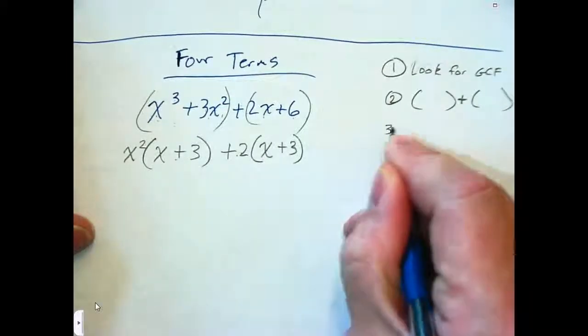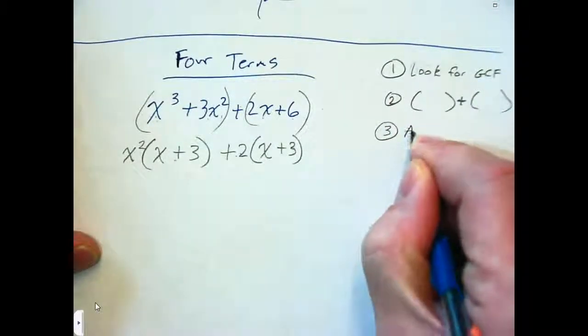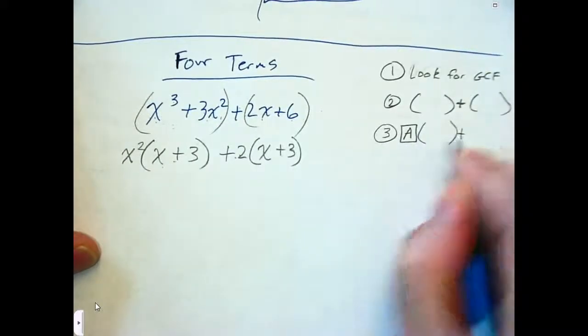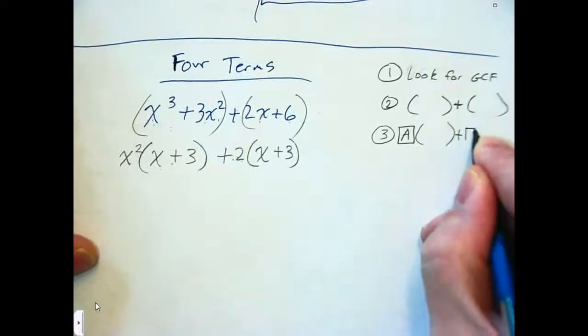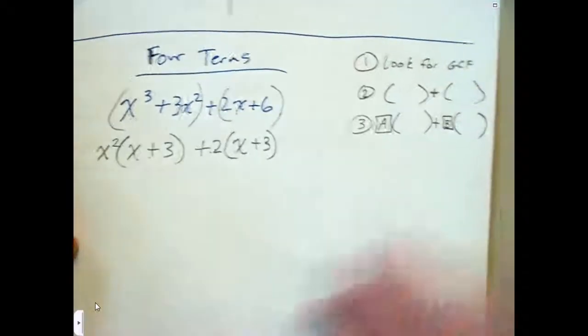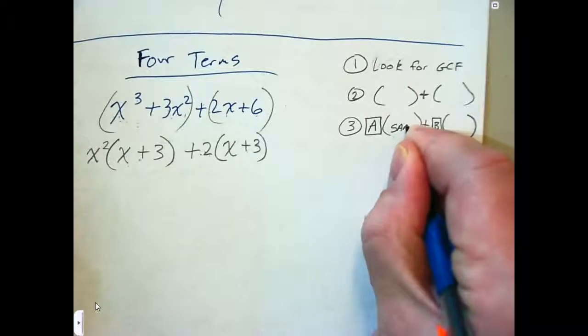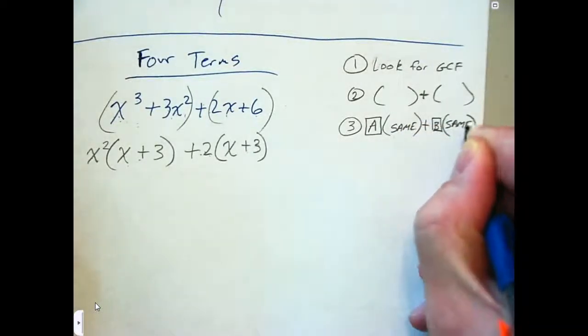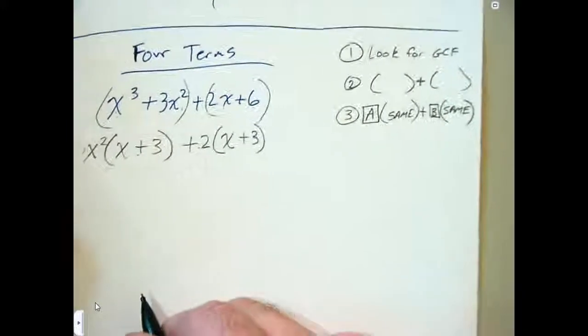Okay, so the third step was for you to pull out a greatest common factor. I'm going to call it A. And another greatest common factor from your other group, which we will call B. And now you have the same thing in each of these sets. If it is not the same, you chose the wrong groups.